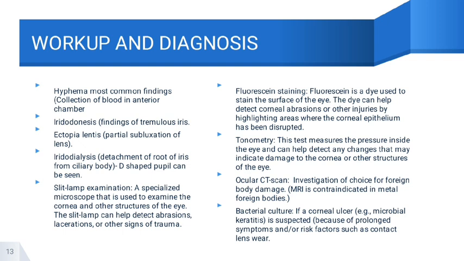Slit lamp examination, that is a specialized microscope that is used to examine the cornea and the other structures of the eye. The slit lamp can help detect abrasions and lacerations or other signs of trauma. Fluorescein staining. Fluorescein dye is used to stain the surface of the eye. The dye can help detect corneal abrasions or other injuries by highlighting areas where the corneal epithelium has been disrupted. Tonometry. This test measures the pressure inside the eye and can help to detect any changes that may indicate damage to the cornea or the other structures of the eye.